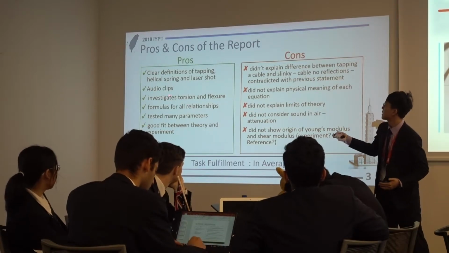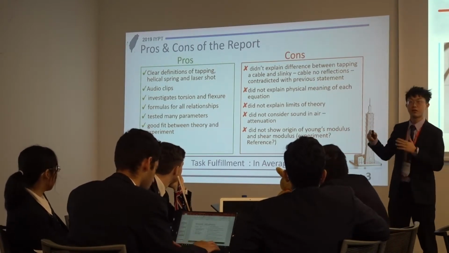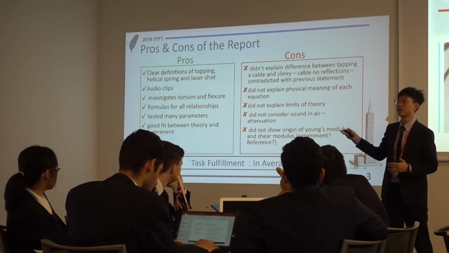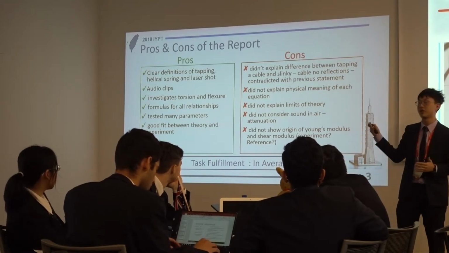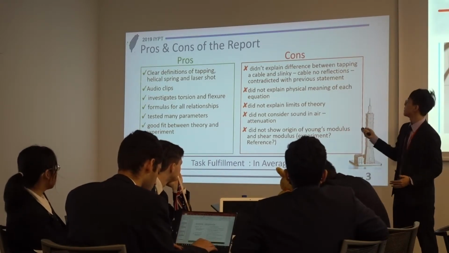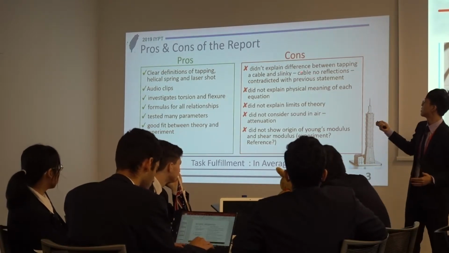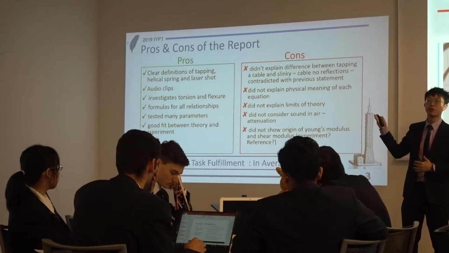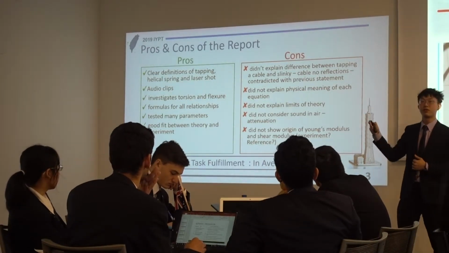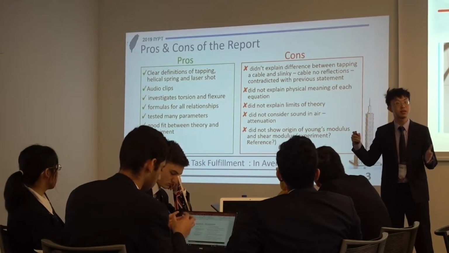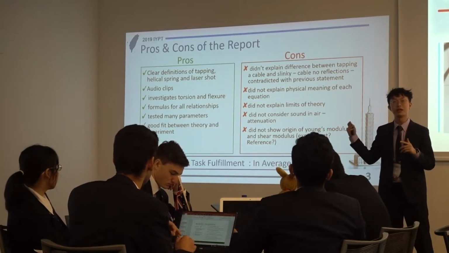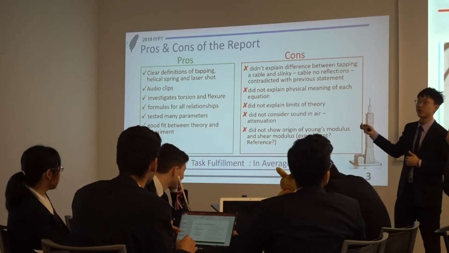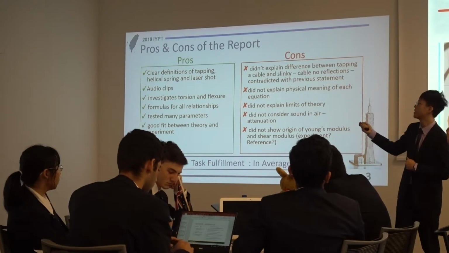And he investigated the torsion and fracture in different directions, and also tested many parameters, and the theory seems to match the experimental data pretty well. But the con is that he didn't clarify the assumption of using Euler beam theory, since Euler beam theory requires the object to be straight, and in a slinky the wire is clearly not straight. Then we don't know how this error influences the result.